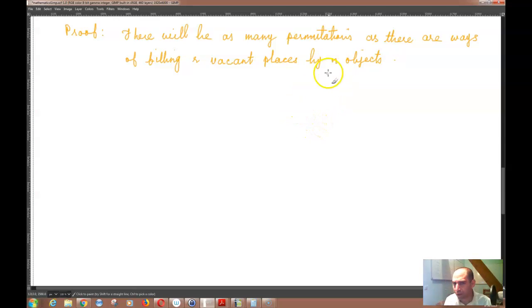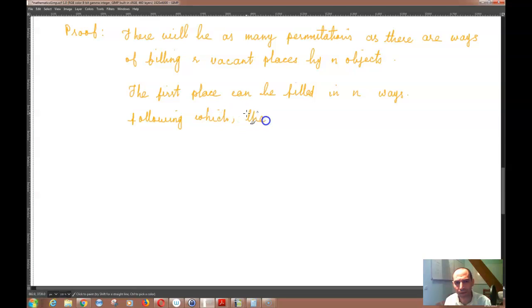The first place can be filled in n ways, following which the second place can be filled in n minus 1 ways.